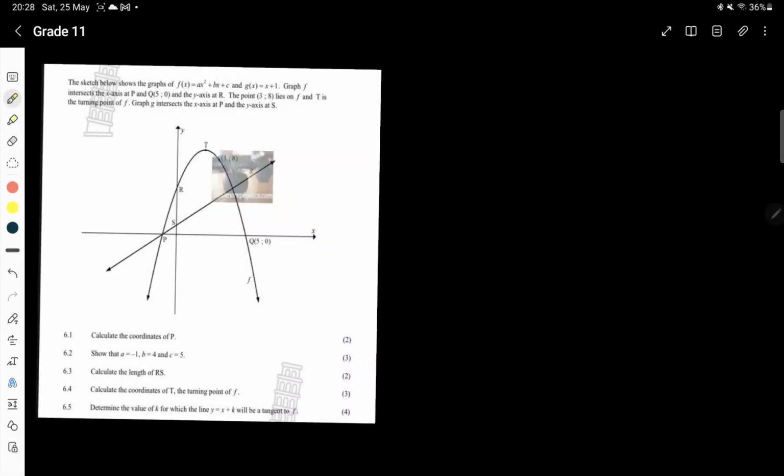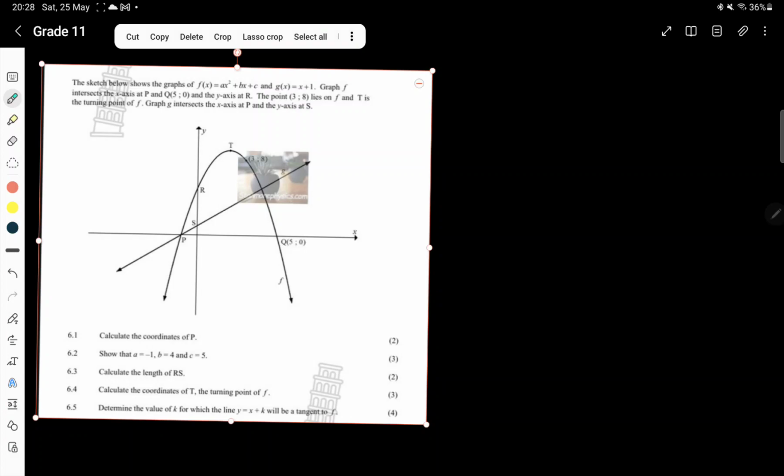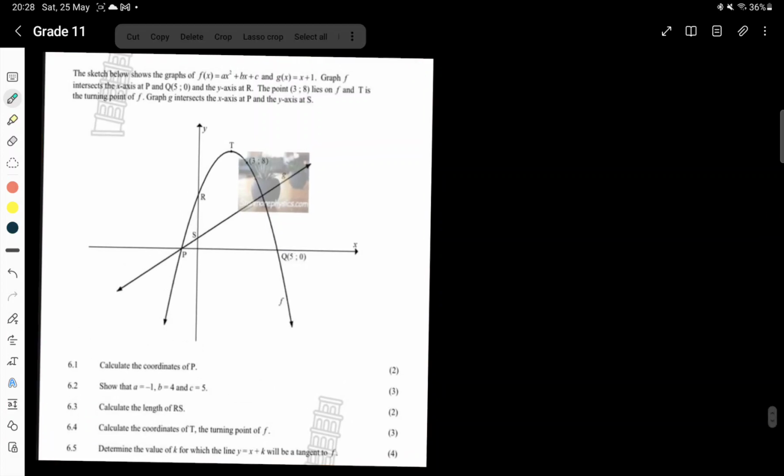Grade 11s. Let us look at the question with regards to functions. The first question says, the sketch below shows the graph of f of x. It's a parabola, which is ax squared plus bx plus c. And then you've got g of x, which is x plus 1. You've got a parabola and a straight line, which both meet at the common point P.